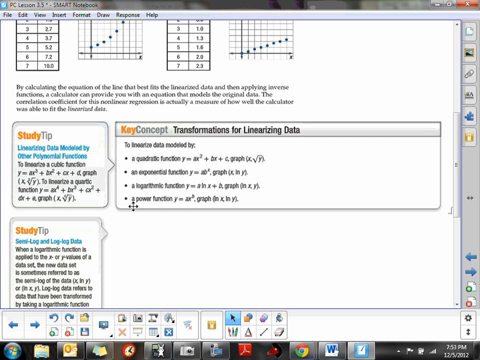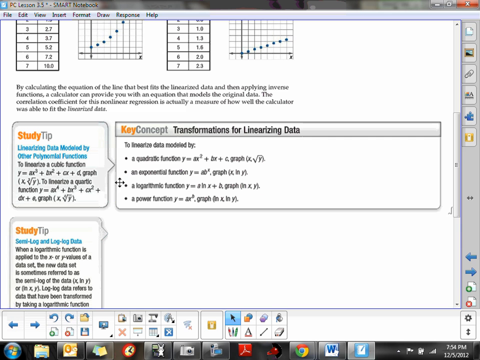And the final one that they're mentioning here is a power function. Power functions are the family of functions that look like this: y equals a times x to the b. If we think we have a power function model for our data, then what we can do to try to linearize it is take the natural log of your original x's and the natural log of your original y's, and that should linearize your data.